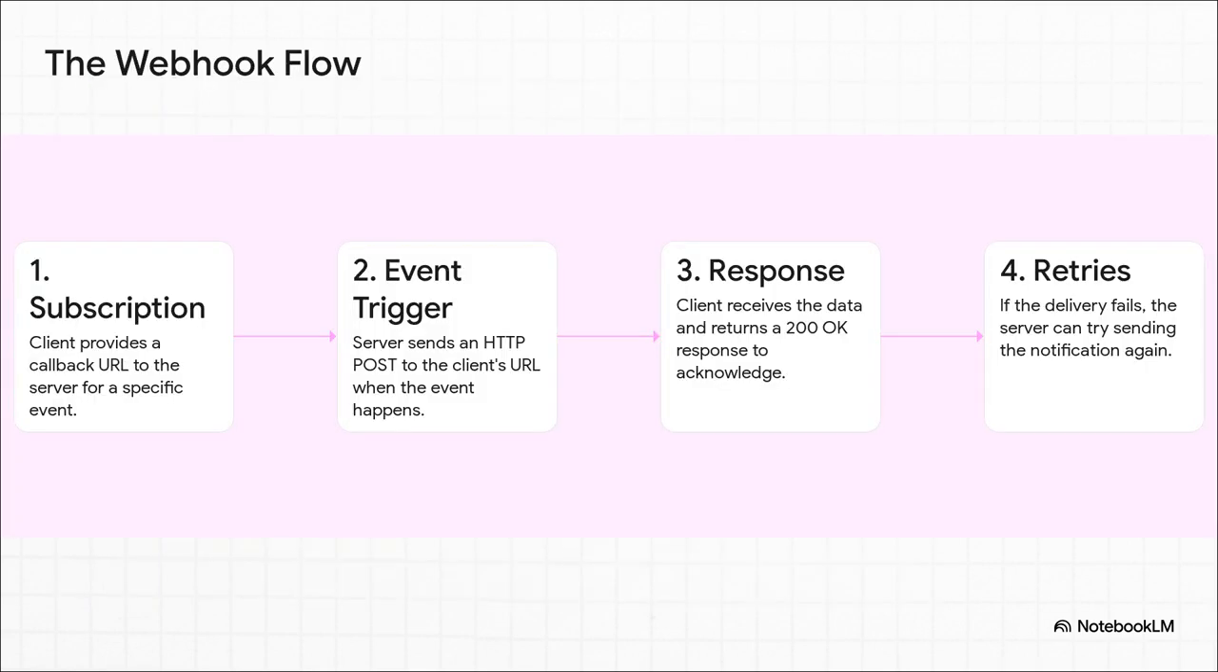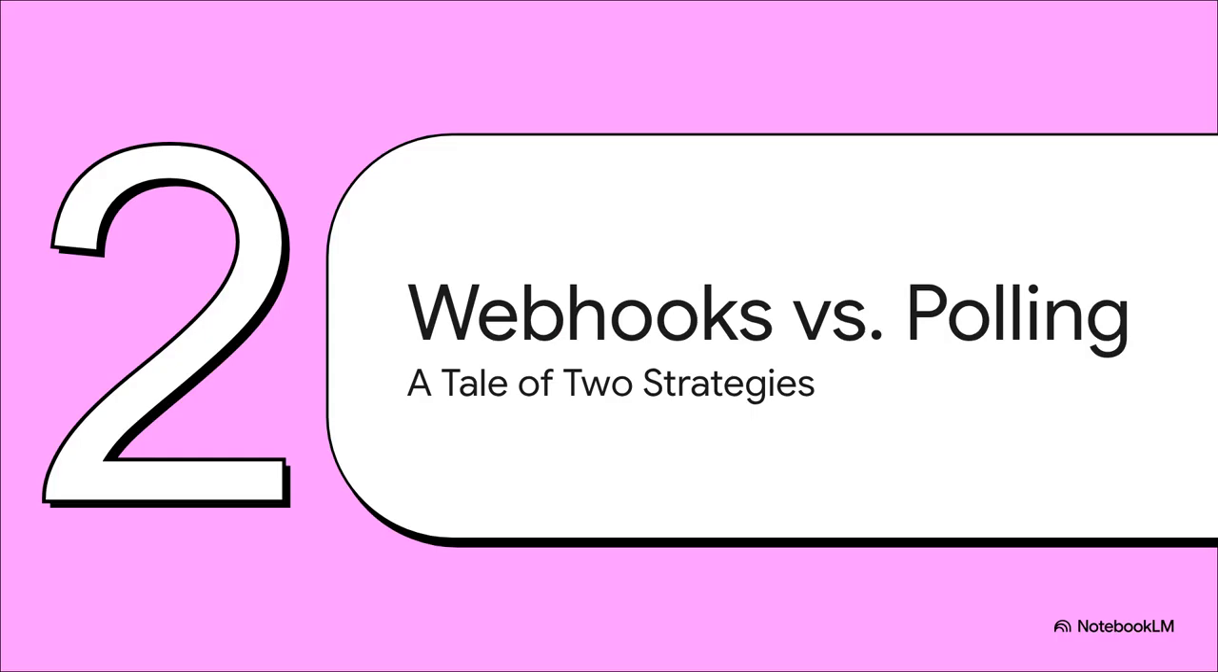And the flow is actually pretty simple. First, a client, like our shipping system, subscribes to an event, say order.created. It does this by giving the store a special URL. Then, when a new order actually comes in, bam, the store server sends an HTTP POST request, a notification, right to that URL. The client gets it, says, got it, thanks, by sending back a 200 OK response. And if something goes wrong, a really well-built system will even try sending it again later.